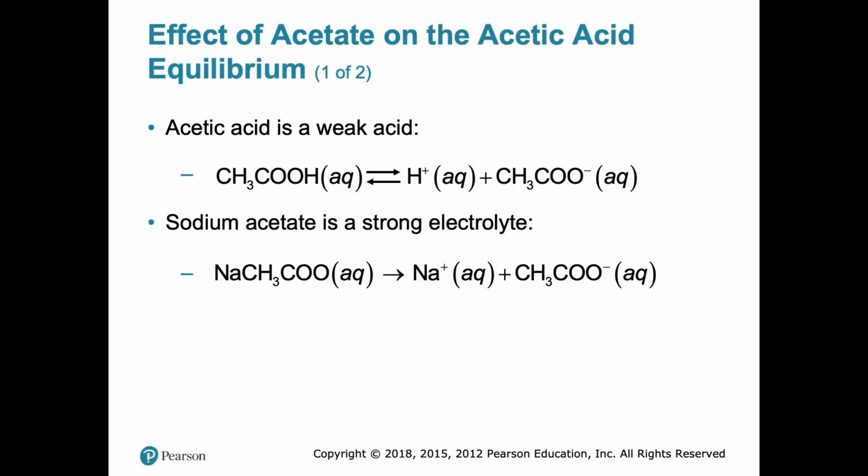There we go. Okay, so the effect of acetate on acetic acid equilibrium. Remember that acetic acid is the weak acid, and when it dissociates, it becomes protons, or hydronium ions, and the acetate ion. Sodium acetate is a very strong electrolyte, which is funny because acetic acid is a very weak acid. It makes sense though, because acetic acid is an organic compound, whereas sodium acetate is an ionic compound, and that's why it's such a strong electrolyte. Strong electrolytes dissolve in water easily.